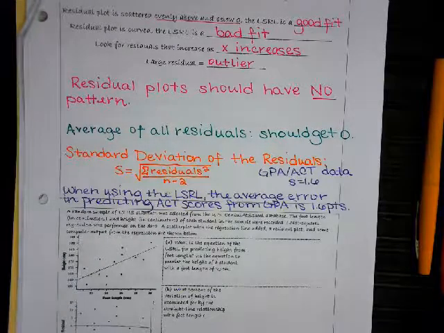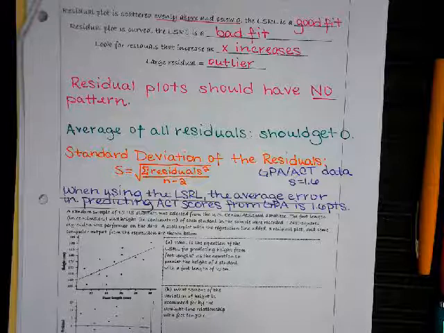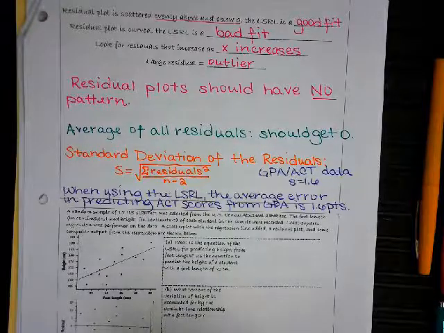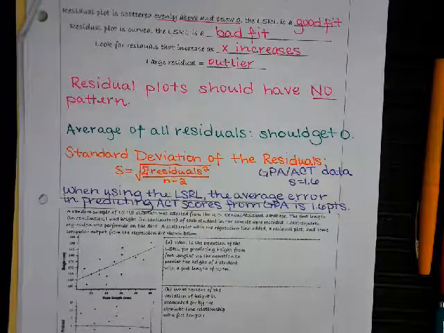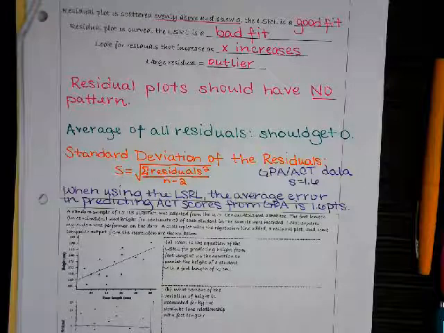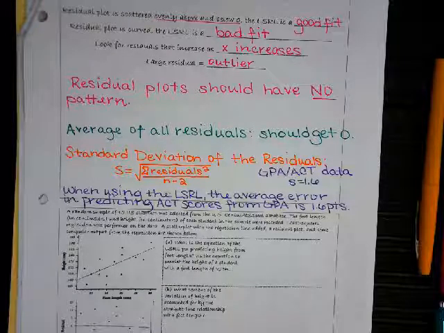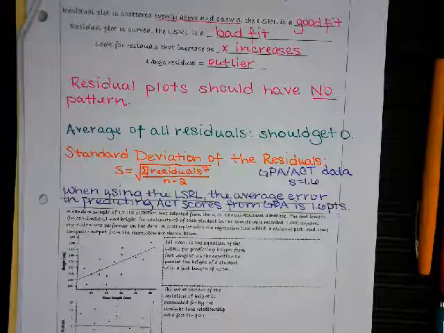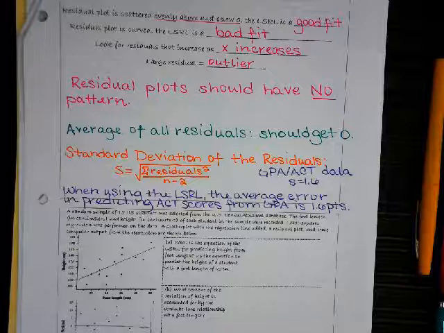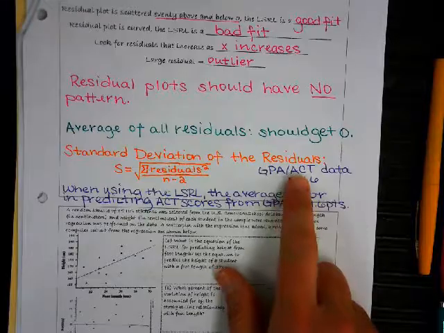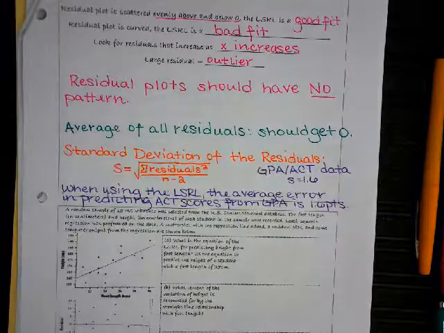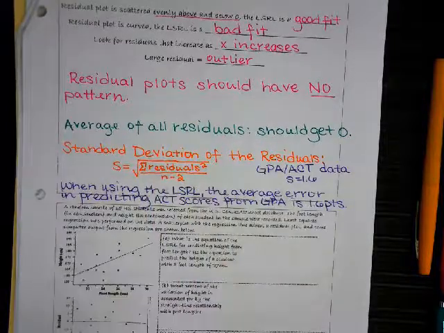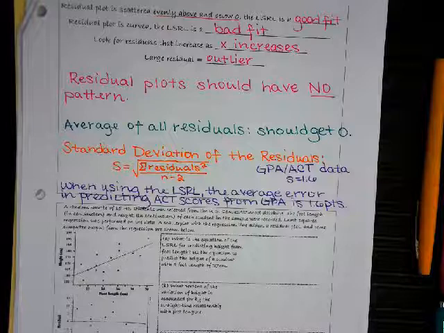Questions? Yeah. N is always the number of data pieces you have. So for the GPA ACT data, we had 6 data points. So N is 6. It's just the number of data points you have in your set. Any other questions?